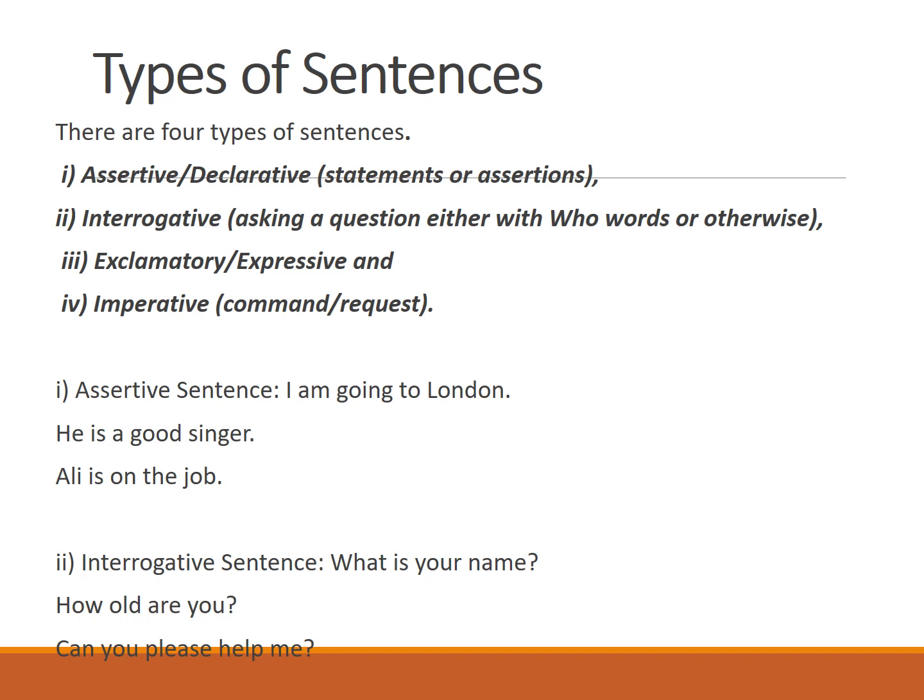Number one, assertive sentence. I am going to London. He is a good singer. A simple statement. Ali is on the job. So this is declarative. You are declaring something. I am going to London. He is a good singer. This is a statement. Ali is on the job. This is a statement. Number two, interrogative sentence. What is your name? You are asking a question, interrogation. How old are you? Can you please help me? So this is related to asking questions. Simple.